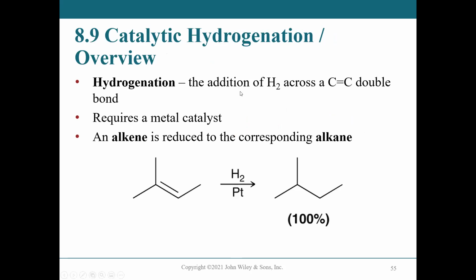So hydrogenation is the addition of H2 across a carbon-carbon double bond. That means we're going to get rid of this double bond right here and fill it with hydrogens. You usually do this with a platinum catalyst, so here's your platinum catalyst. An alkene is reduced to the corresponding alkane. So we're reducing it, and this goes to 100%.